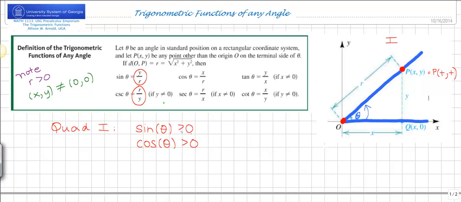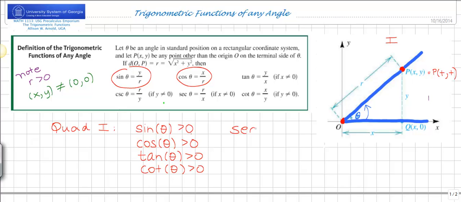And then you could survey from there. Both sine of theta and cosine of theta are positive values. Now, because tangent is y over x, and cosecant is r over y, and secant is r over x, and cotangent is x over y, and x is positive, y is positive, and r is positive, then all of the rest of them follow suit. So everybody's positive as a trig function value if the angle is in quadrant 1.